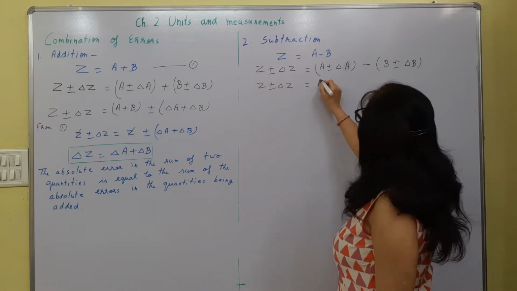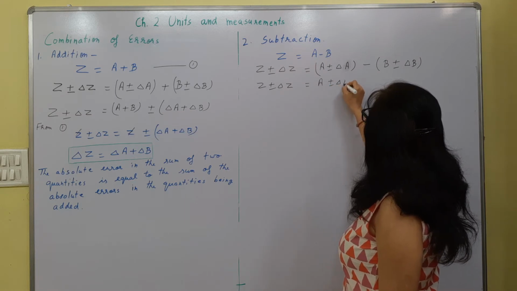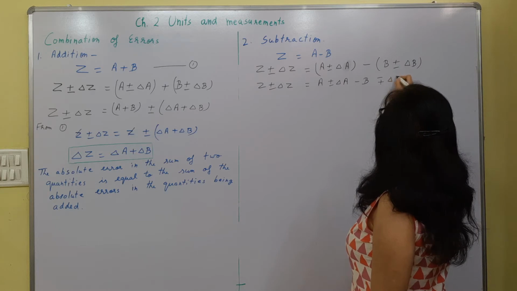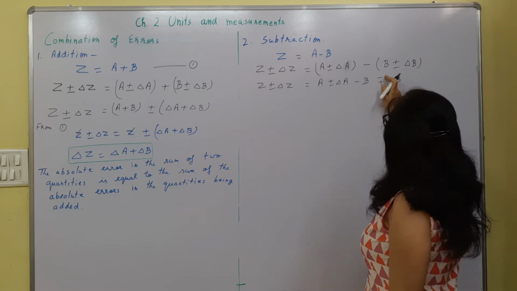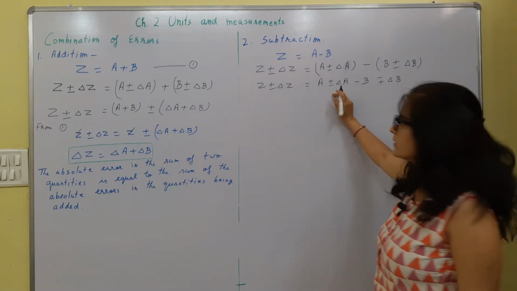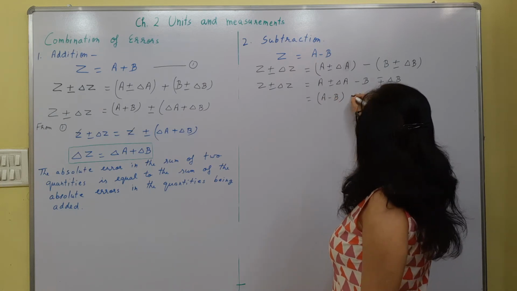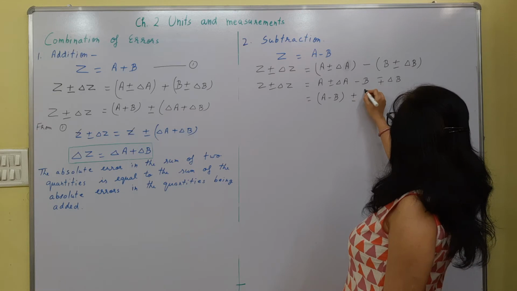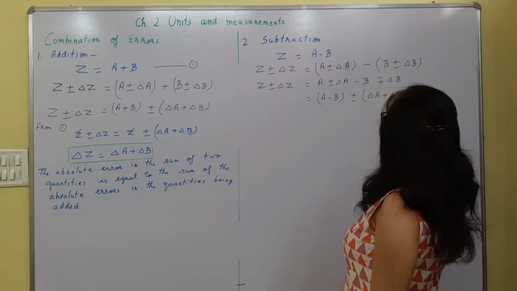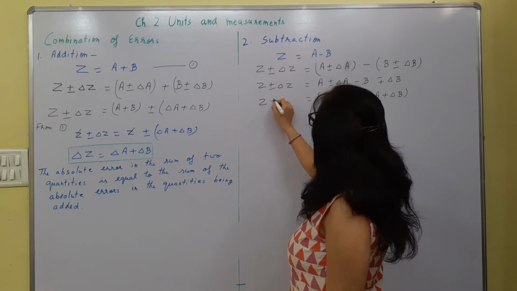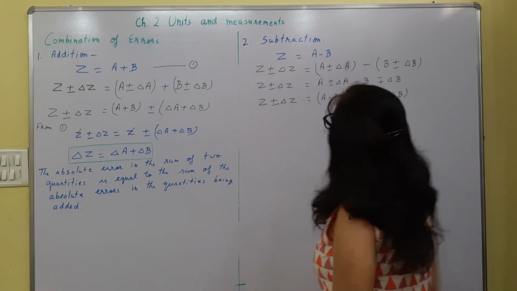This can be written A plus minus delta A minus B minus plus delta B. This sequence of minus plus and plus minus doesn't matter. So when we collect, I can write simply plus minus here, and this will be delta A plus delta B. So here I will get Z plus minus delta Z.